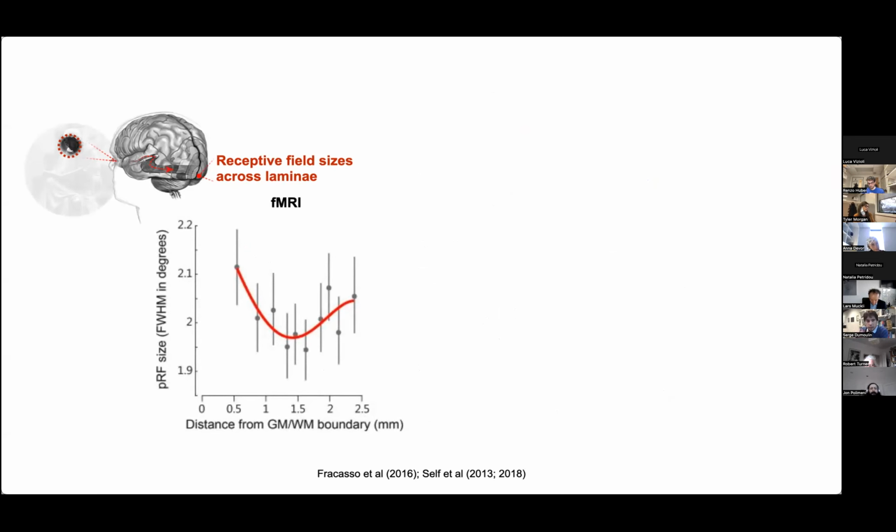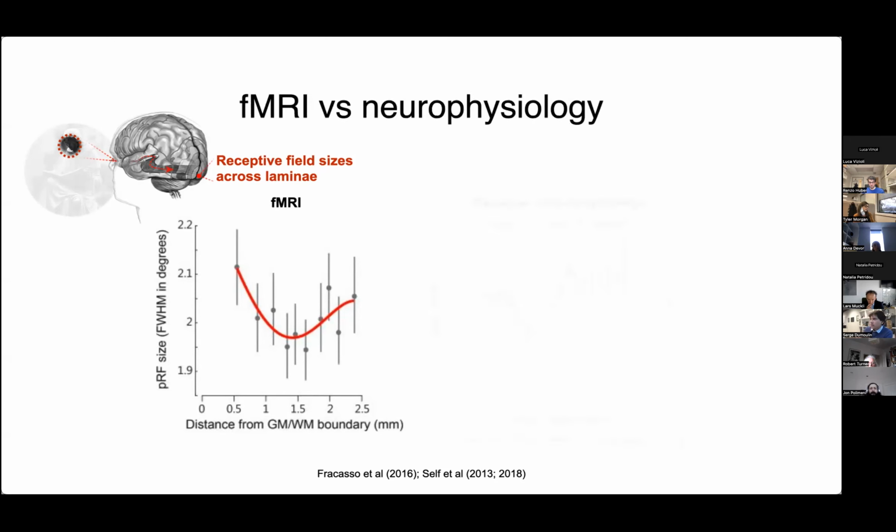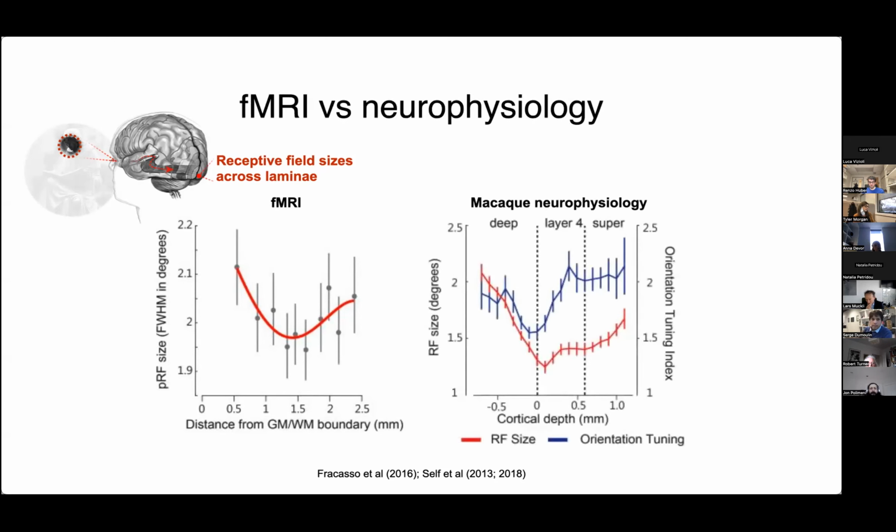But what happened later is that Pieter Roelfsema, my colleague at the Netherlands Institute for Neuroscience, said, well, look, we have this data also in macaques, so we can simply plot that as well. And so this is what I'm going to show you now. This is the neurophysiology result where they measured single units as a function of cortical depth. So in here, you see again the RF size in red as a function of cortical depth.